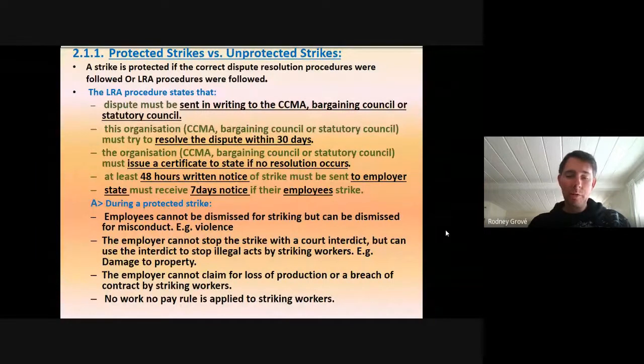There isn't insurance for that. You won't get paid out. And a no work, no pay rule is applied to striking workers. So even if workers are on a protected strike, you do not have to pay them.